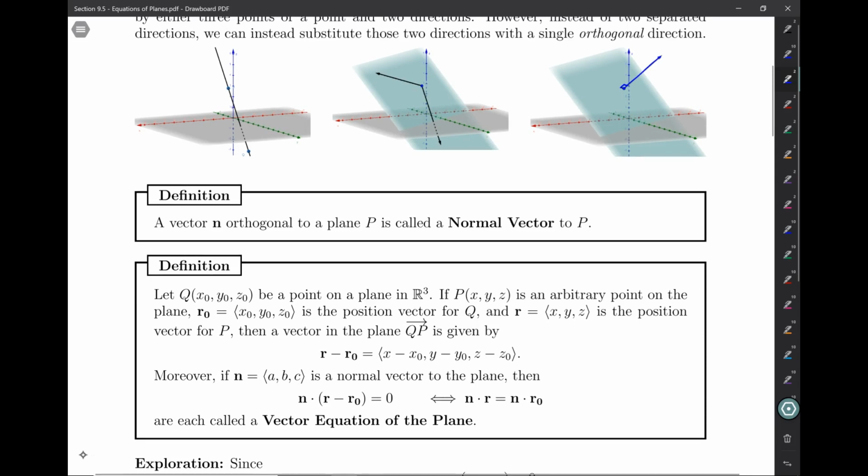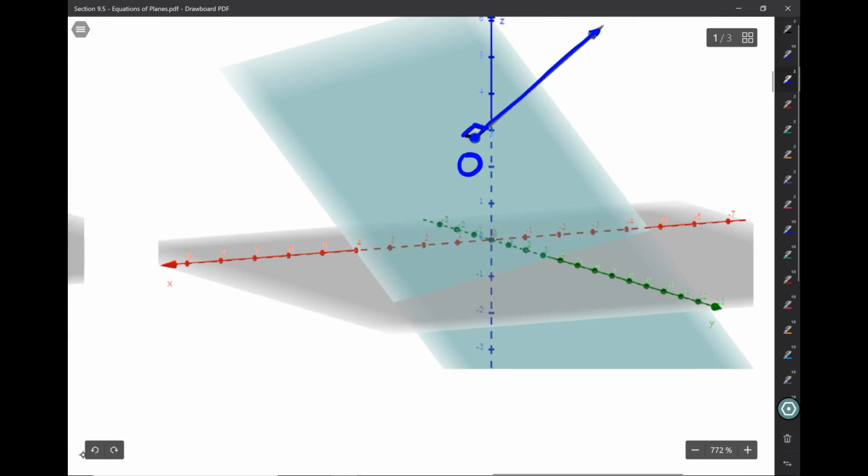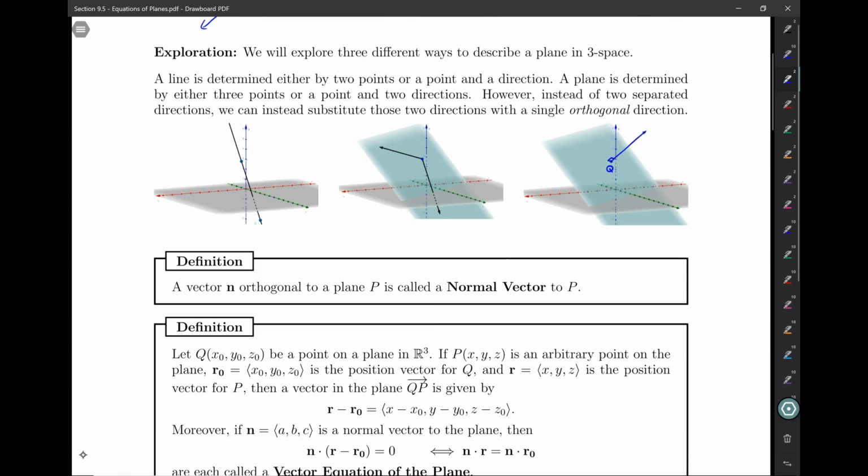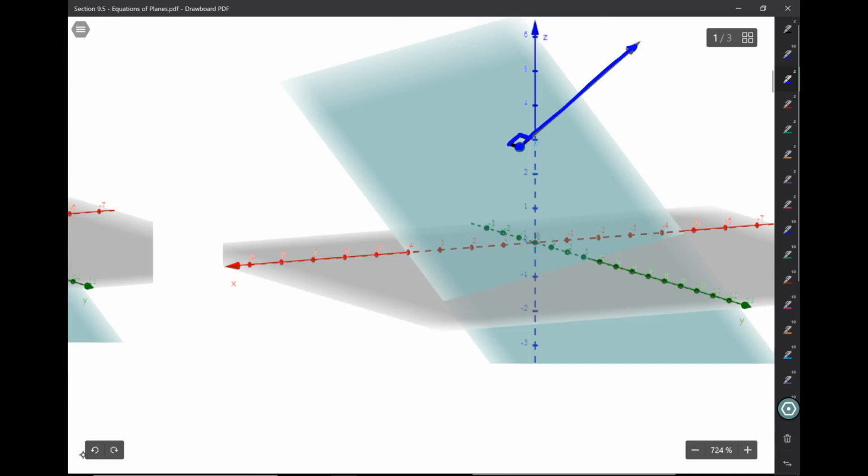Let's say we have a point Q. Q is x naught, y naught, z naught. This is some point in the plane. So if we're looking at our picture here, then Q would be this point right here, a point in the plane. If P, which has coordinates x, y, z, is some arbitrary point in the plane, and r naught is the position vector for our point Q. Q is going to be right here. r naught will be this vector from the origin up to that point.